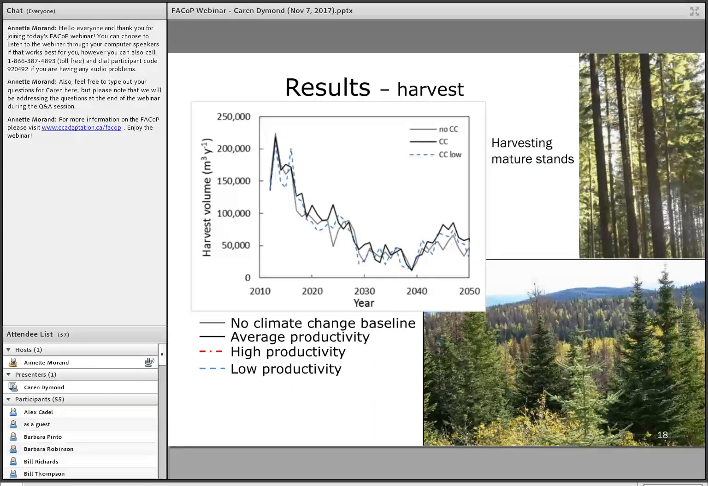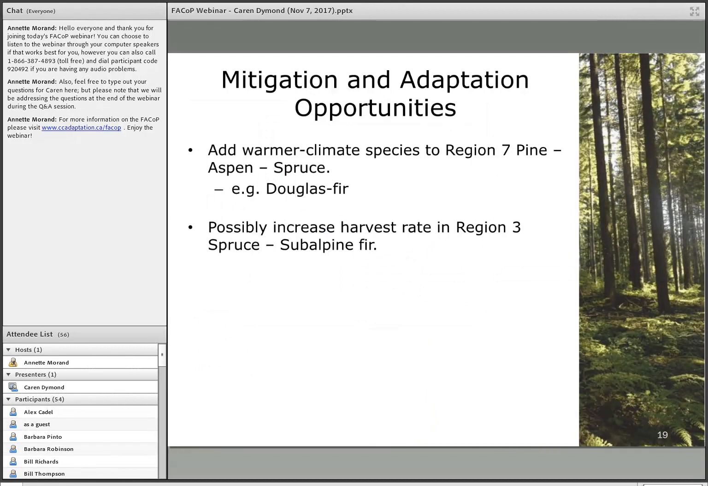For harvest, we didn't see a climate change signal coming through in the annual harvest volume. We think this is largely because of the landscape. Most of the trees here, or stands at least, are over 100 years old, so the volume that we're harvesting is largely already existing in the valley. Remember, this only goes out to 2050. If we look further into the future, where we're harvesting second growth, we would expect variability in productivity to have a larger impact.